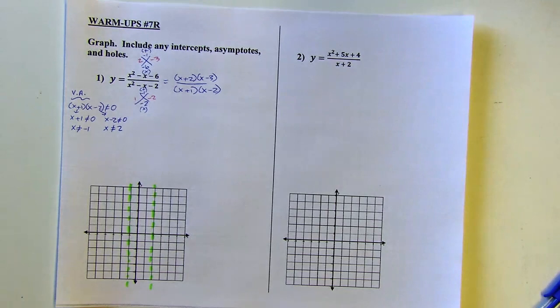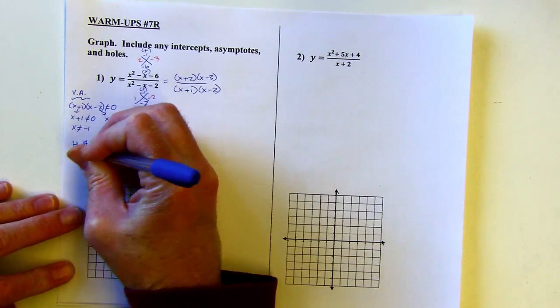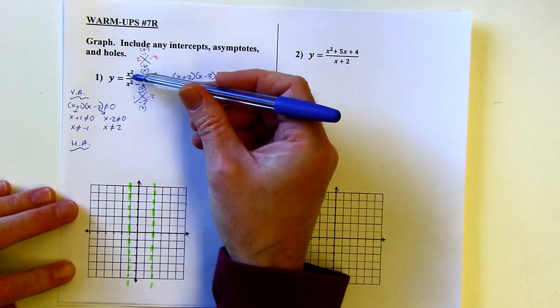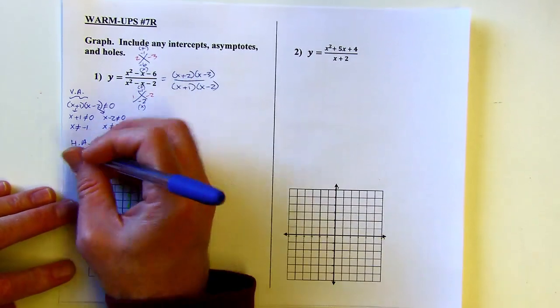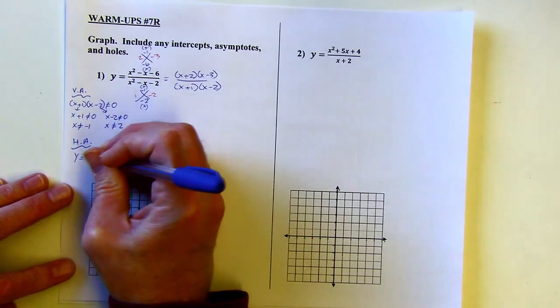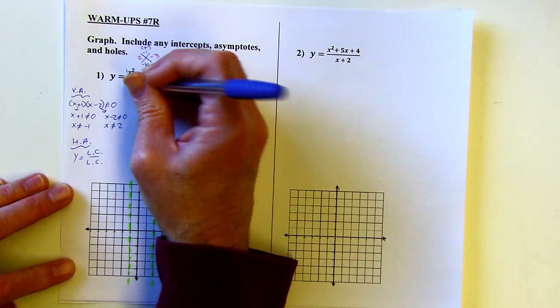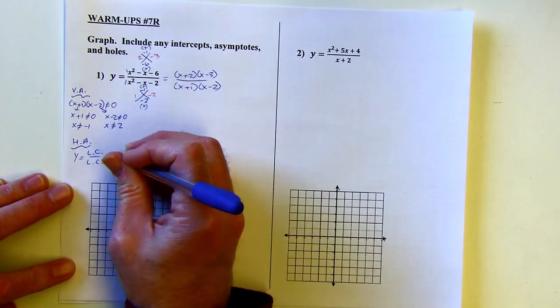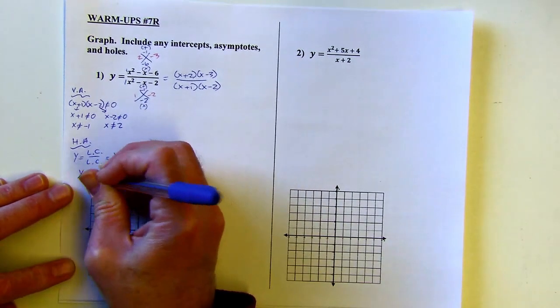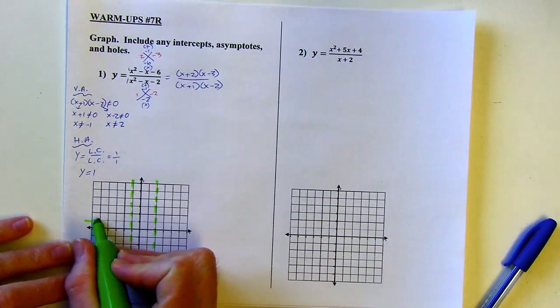All right, so the horizontal asymptote. Since I've got a balanced equation, same degree on top and bottom, I'm going to use y equals, which gives me a horizontal line, and I'm going to use the leading coefficient of the numerator, which is 1, over the leading coefficient of the denominator, which is also 1. So I've got a horizontal asymptote at y equals 1. Let's put that in.